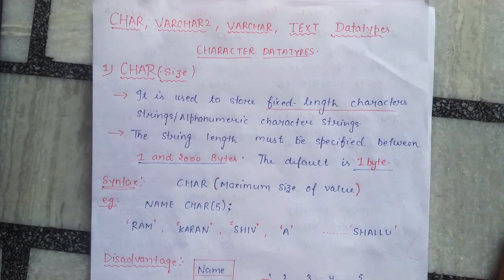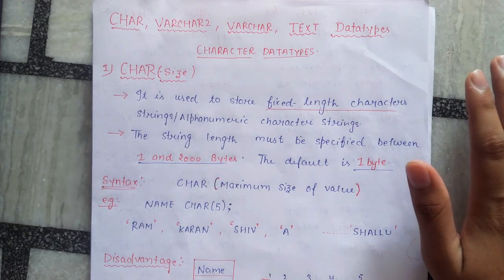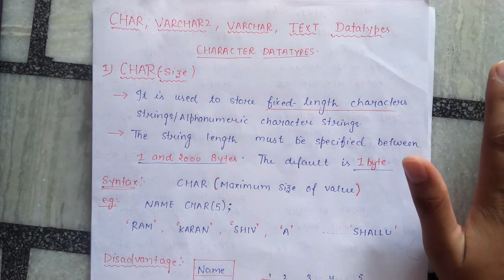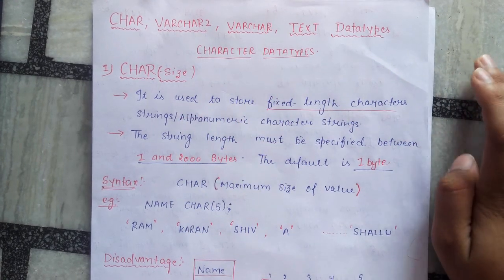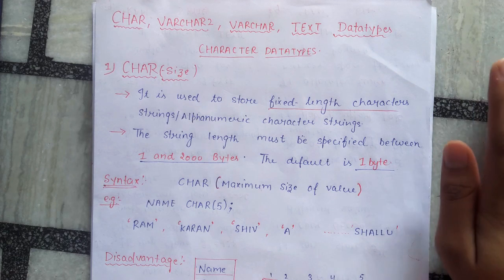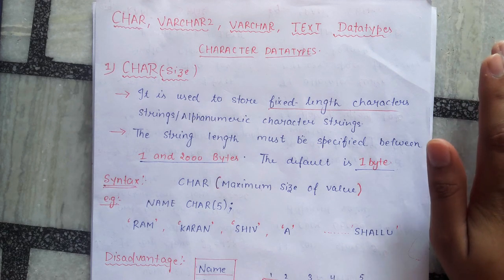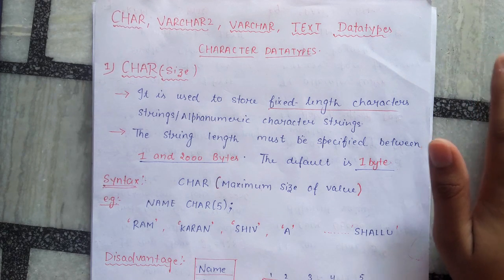Welcome again. So in this video we're going to discuss various non-Unicode data types that support localized data. These are the char, varchar2, varchar and text data types. Although all these data types are used for only one purpose, to store character type values, how are they different from one another?